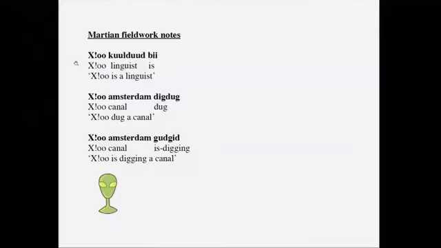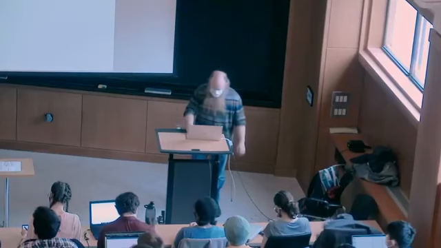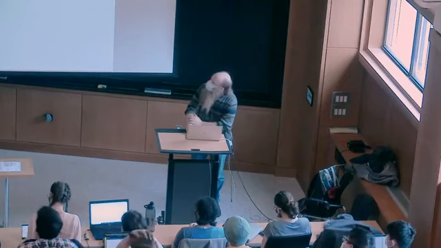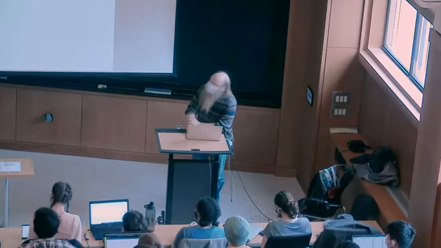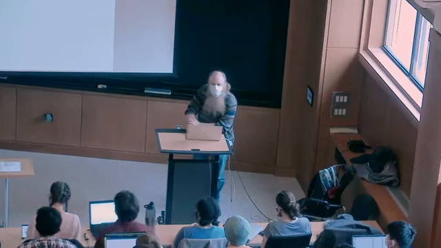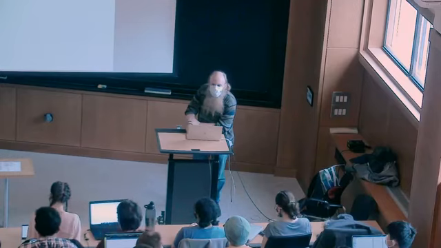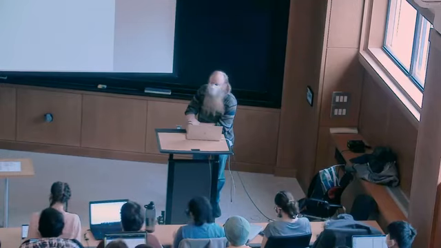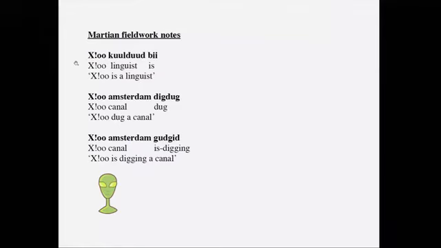Moving on, you get some more Martian sentences. Ko Amsterdam digdug, so ko dug a canal. Ko is digging a canal, and so on. Depending on what we've asked you to find out, that's going to guide what particular sentences you might ask for. Probably what we'll do is ask you to get some basic sentences in the language, and you'll want to have some sentences that have subjects and objects, like ko dug a canal.